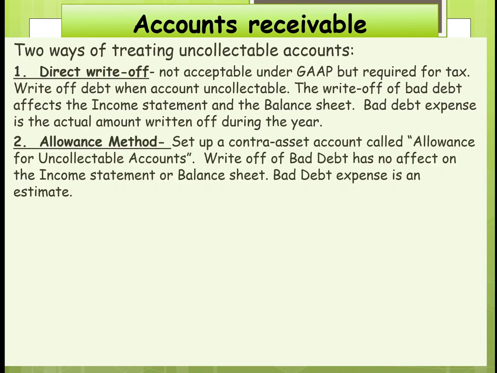Now the allowance method. We set up a contra account called allowance for uncollectibles. The write-off of bad debt has no effect on the income statement or the balance sheet, and bad debt expense is always an estimate.